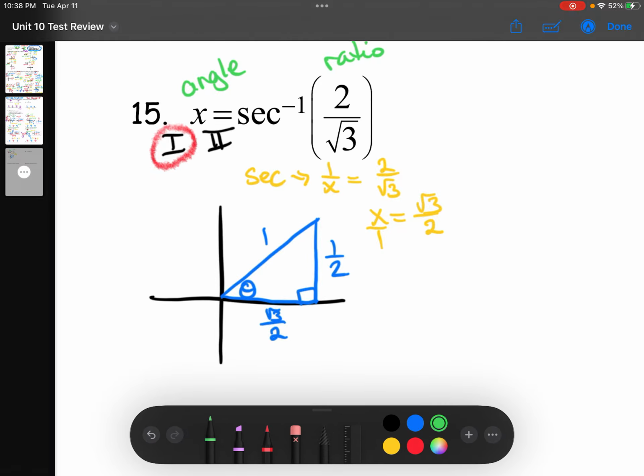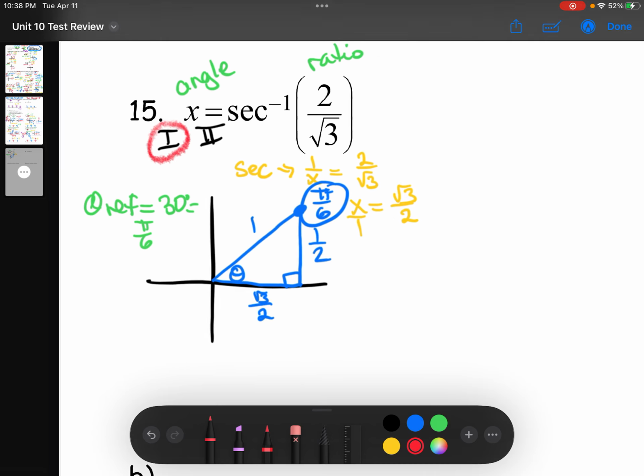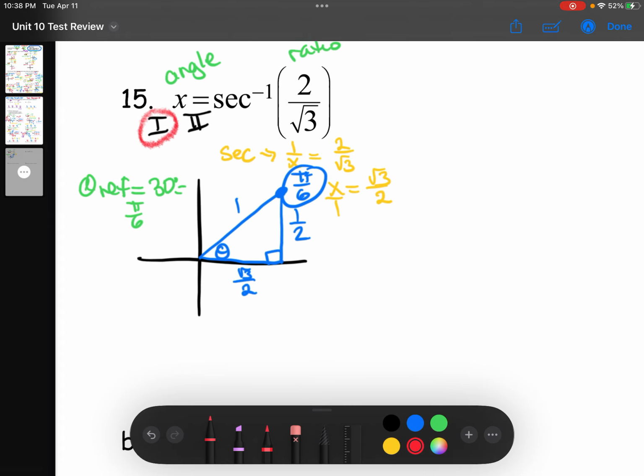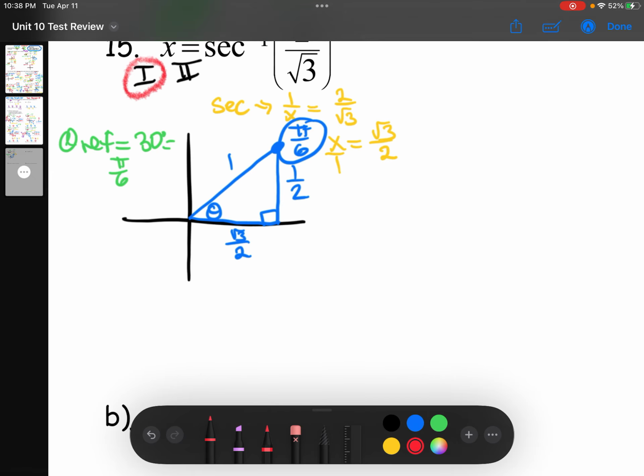So then the reference angle across from 1/2 is 30 degrees, or pi over 6. So this first solution here is pi over 6, and that would be your principal inverse value, pi over 6. Now, the other quadrant that has a secant, an x value that is positive, is quadrant 4.